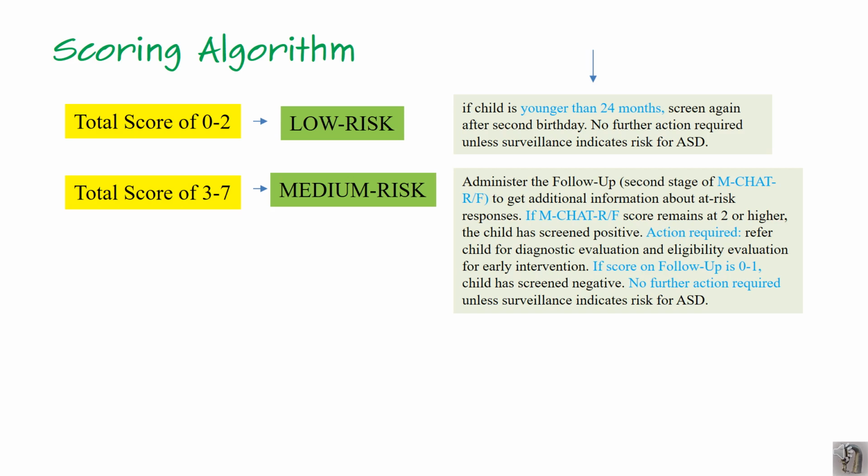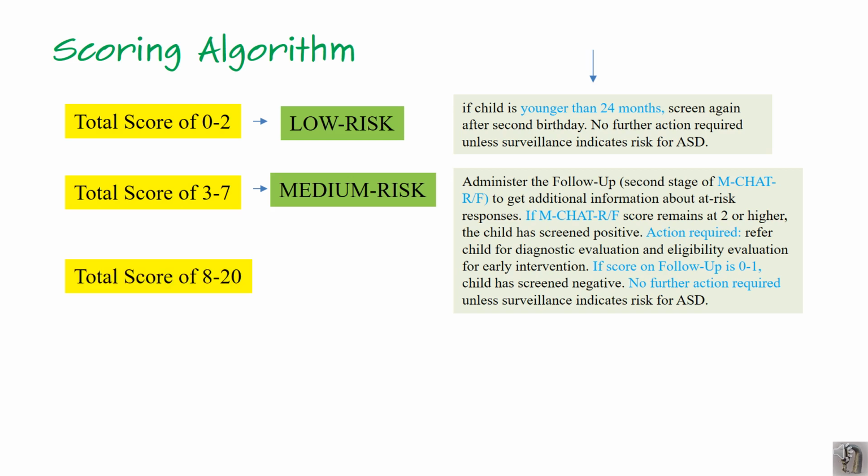And if the score remains 2 or higher after follow-up, the child has screened positive. That means the child is positive on the screening, and action is required: the child has to go for further diagnostic evaluation. If the follow-up score is 0 to 1 or 0 to 2, the child has a negative result, and may not have any condition of autism even after observation.